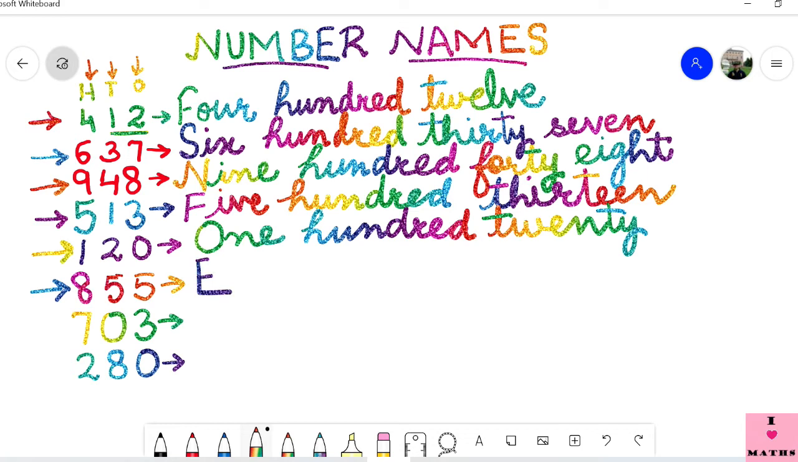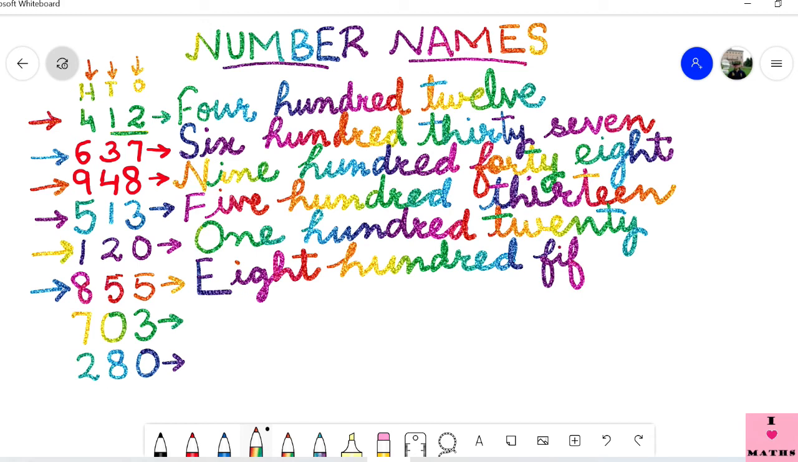Okay, next number is 855. EIGHT, 8, HUNDRED, 800. Now we have to write 50. FIF, 50. Beta, please notice it is not FIVETY. It is not 5T. It is 50, and 5 is FIVE. So we have 855.